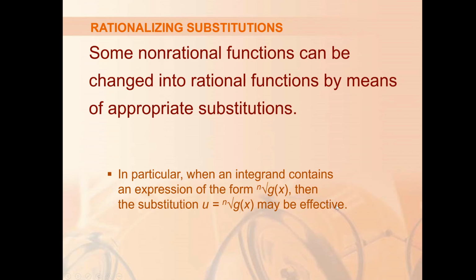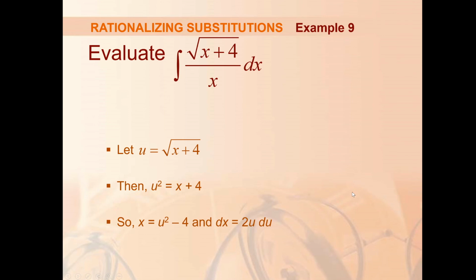And some non-rational functions can be changed into rational functions by means of appropriate substitution. So we can always change that, like the nth root of g of x. We can use that for substitutions, so that might be a little bit more effective. Okay, so let's say we do have something like this. Integral of square root of x plus 4 over x dx. A lot of people might say that x is just u, but if you use that, it's meaningless as a u substitution. Anytime you use the u substitution, it's either making the integrand simpler or making more things that can be reduced or factored. So here's what we found.